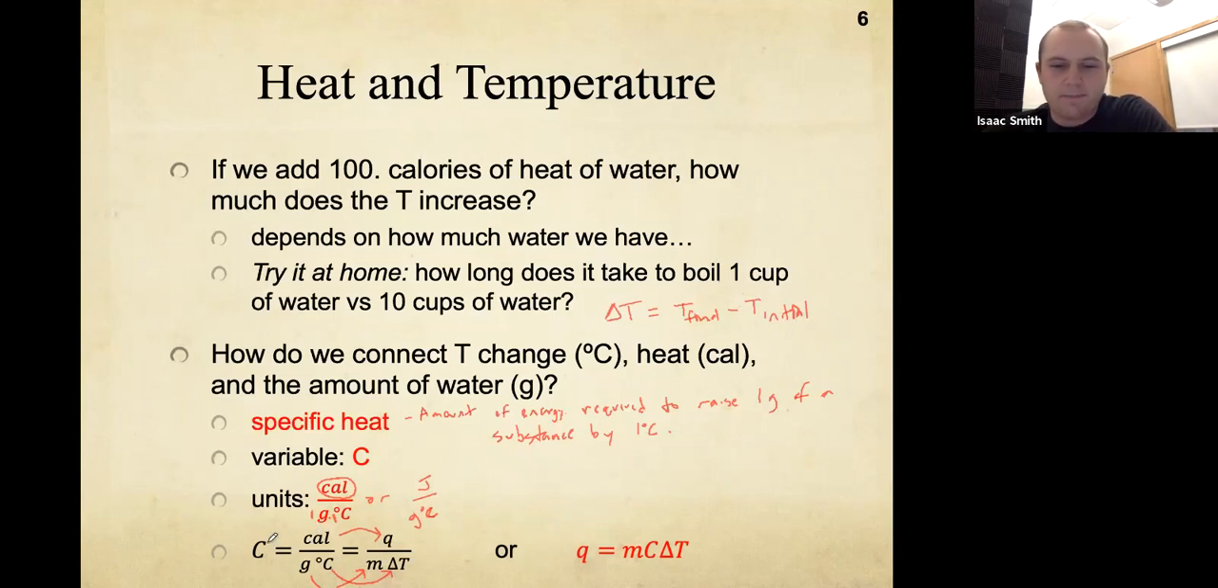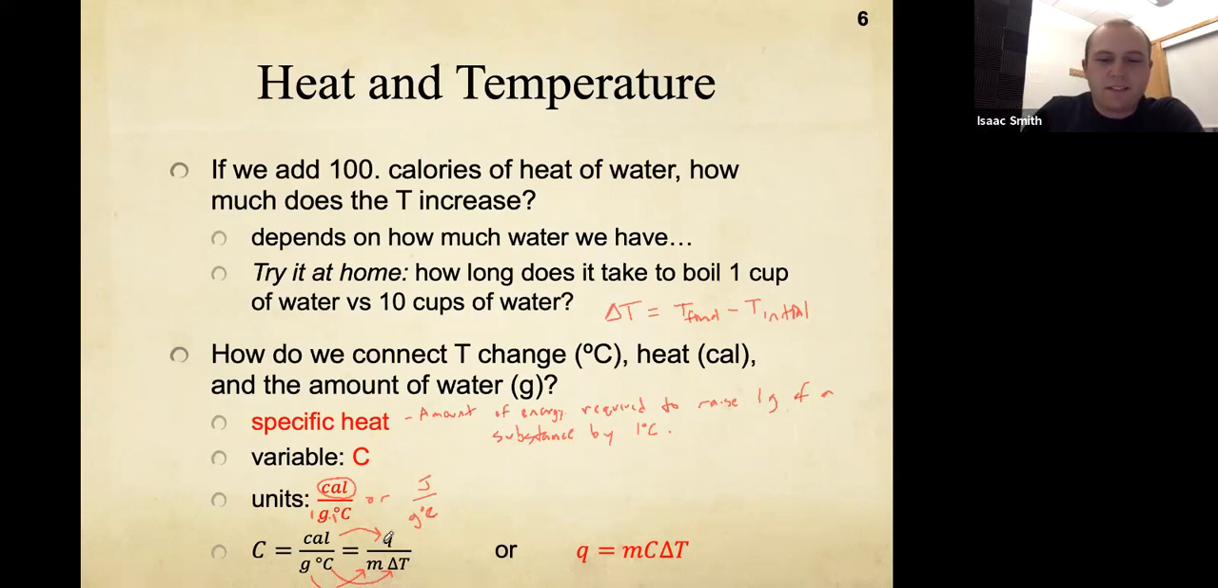So then you get this equation where C, the specific heat, which is just a variable that we've created, is equal to calories over grams degrees Celsius, or Q over M delta T. And again, this is just a variable that we created to connect these three. So just by definition, we came up with heat over mass delta T, and we're going to call it specific heat.